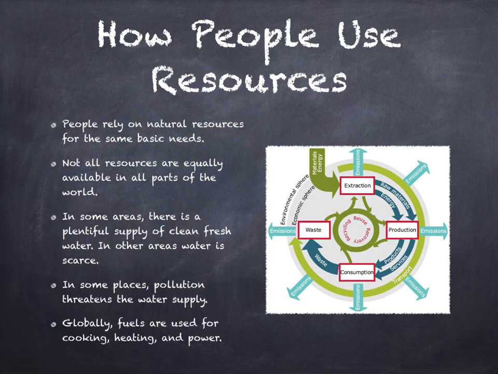How people use resources. Around the world, people rely on natural resources for the same basic needs. Not all resources are equally available in all parts of the world. In some areas, there is a plentiful supply of clean, fresh water. In other areas, water is scarce. In some places, pollution threatens the water supply.